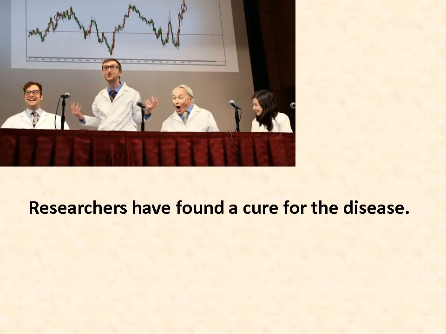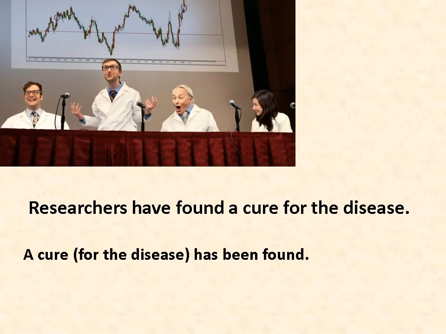Here's another sentence. Researchers have found a cure for the disease. This is in the present perfect in the active voice. What's the new subject? A cure. The subject will be a cure for the disease. When that becomes the subject, we have to make sure that the verb agrees. In this case, has. A cure has been found.